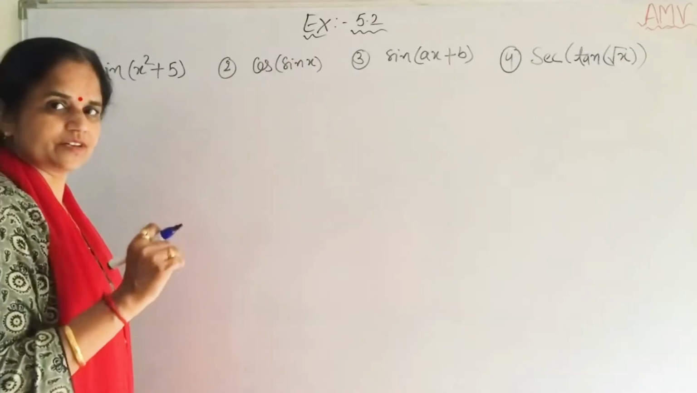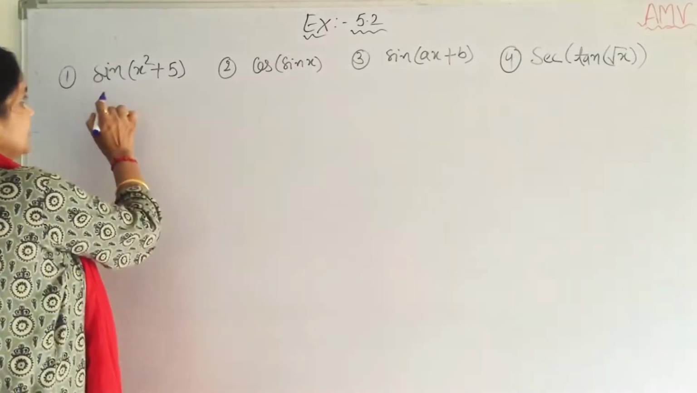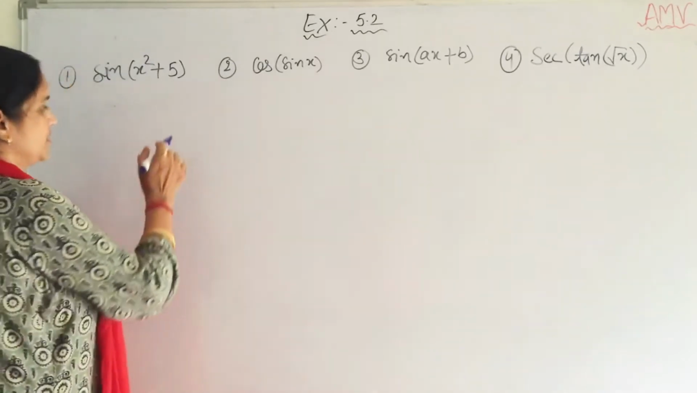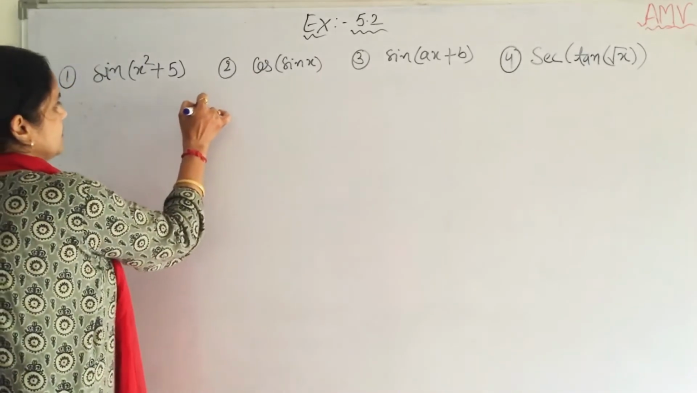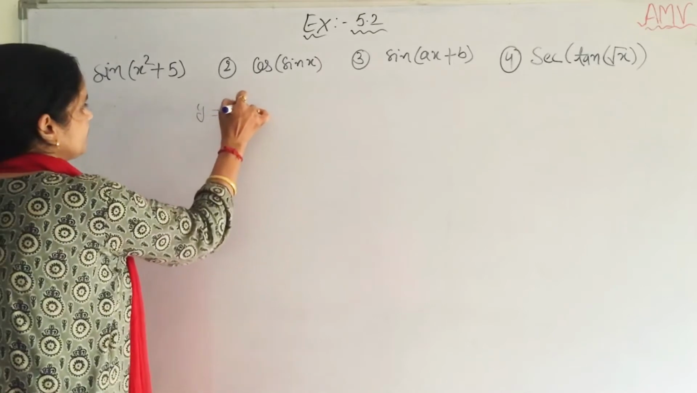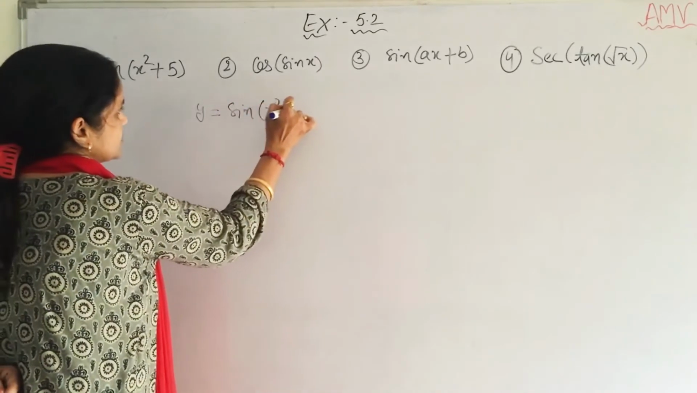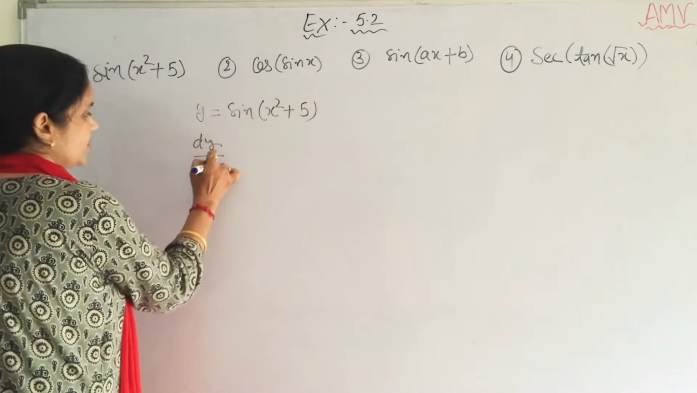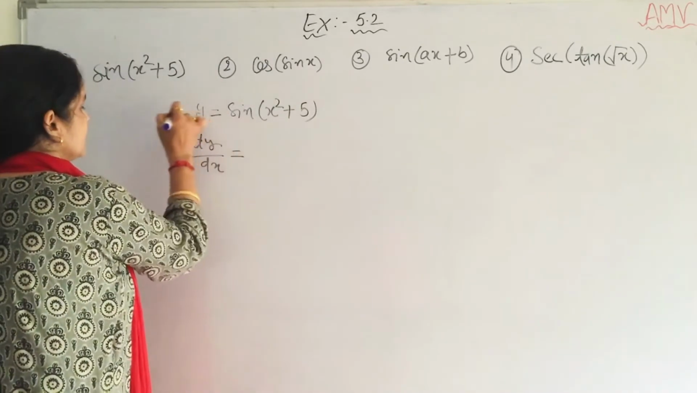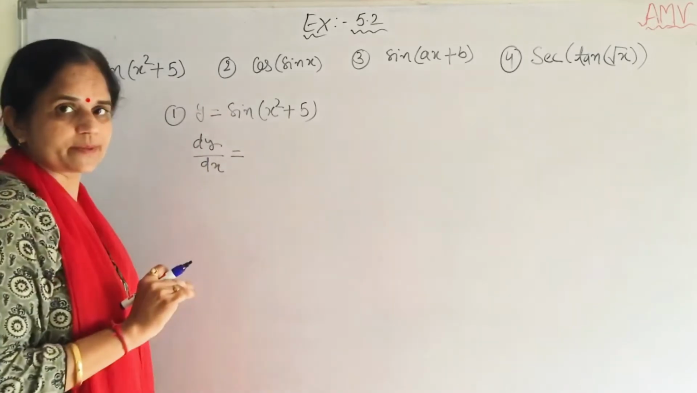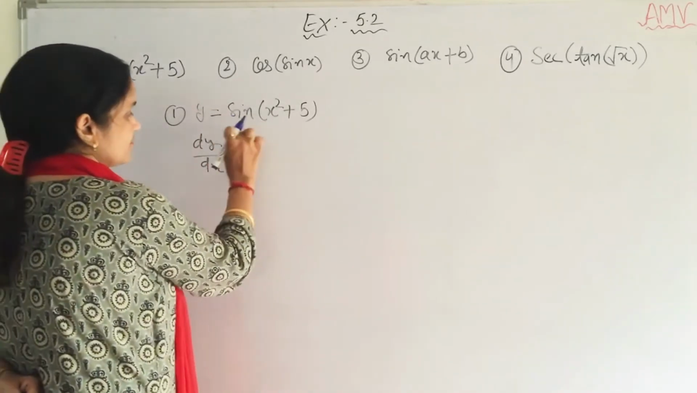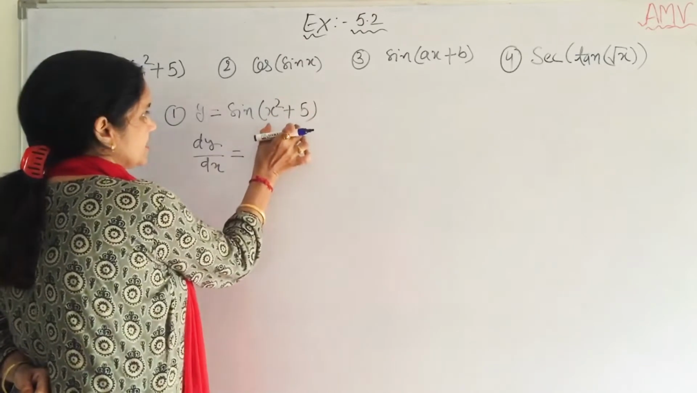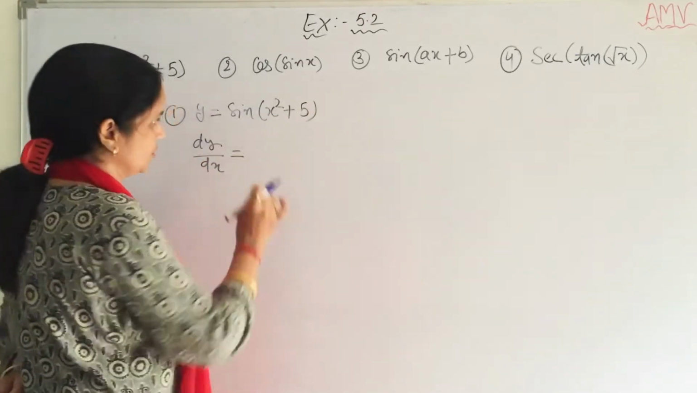Okay, first question, sin of (x square plus 5). We have to find the derivative. So if y is equal to sin (x square plus 5), we are finding dy upon dx. Here we have to apply the chain rule. First, find the derivative of sin, and consider this whole bracket as x in your mind.